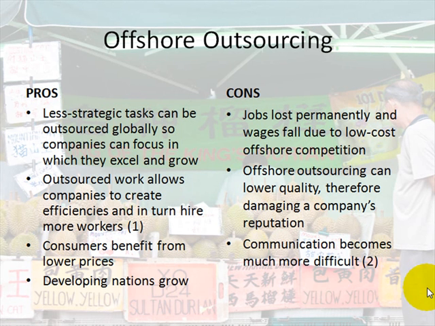The cons, well, jobs are lost permanently and wages fall. Because if a company knows that it can outsource manufacturing to China or Vietnam and pay the workers there a lot less, then that may cause wages to fall in this country, because suddenly people say, well, I'd be willing to take half of what you normally would pay me if you just keep it here. So that can cause wages to fall and jobs to be lost permanently.